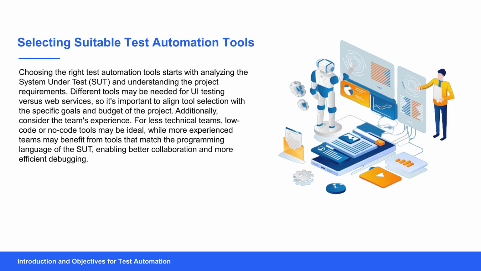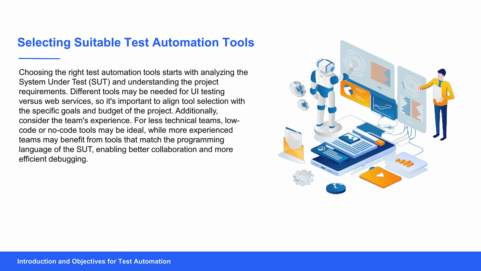Selecting the right test automation tools is a critical decision that begins with a clear understanding of the system under test, SUT, and the specific needs of your project. Different tools are suited for different types of testing. What works for UI testing might not be ideal for web services, for example. It's important to align your tool choice with your project goals and budget, ensuring you're getting the most value.